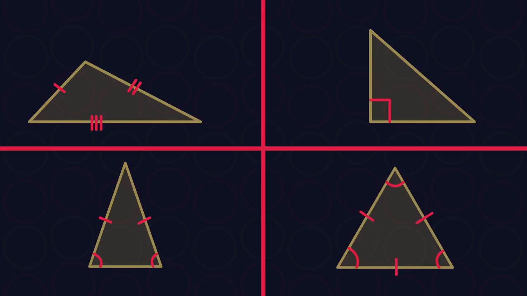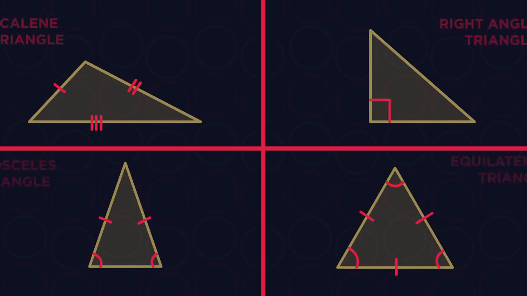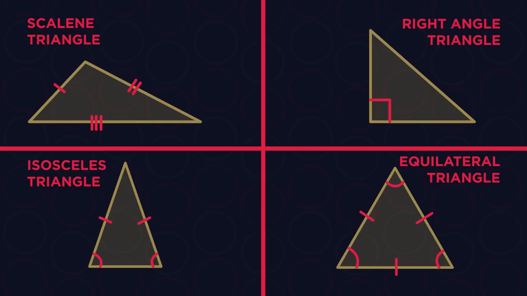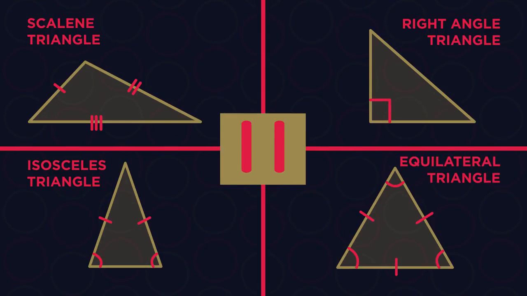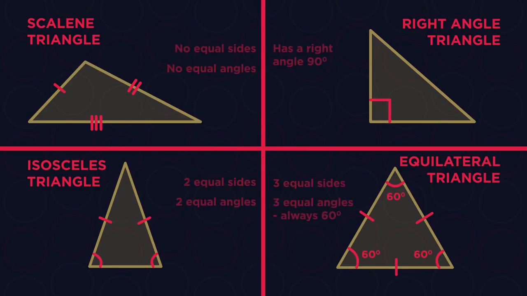There are many different topics in which triangles will pop up, so it's quite important that we know about the different types, which is what we're going to look at in this video. What do you notice about the sides and the angles in these different types of triangles? Pause the video and have a think. Is this what you discovered?